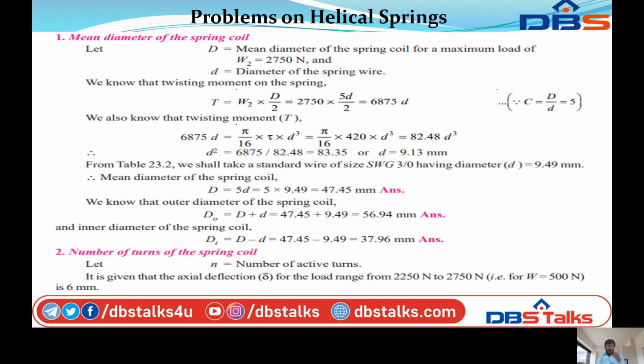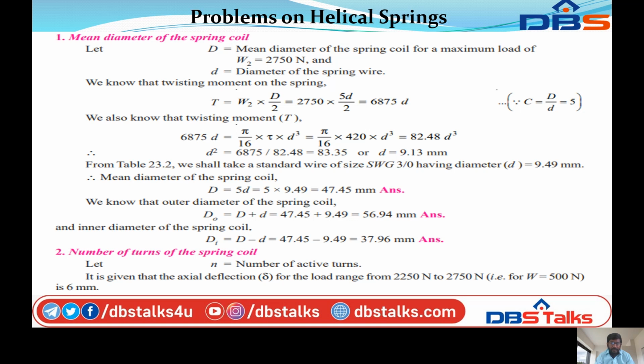The table shows SWG 3/0 having the diameter 9.49 mm. So we can calculate the mean diameter capital D is equal to 5d, that is 5 into 9.49, which is 47.45 mm. We know the outer diameter of the spring coil Do is equal to capital D plus small d, that is 47.45 plus 9.49, equal to 56.94 mm.